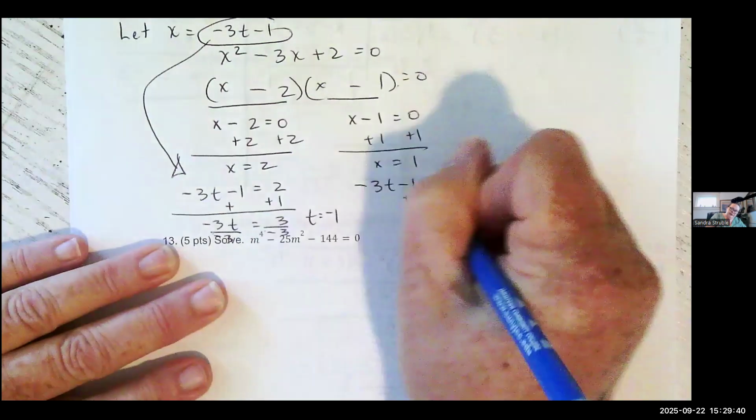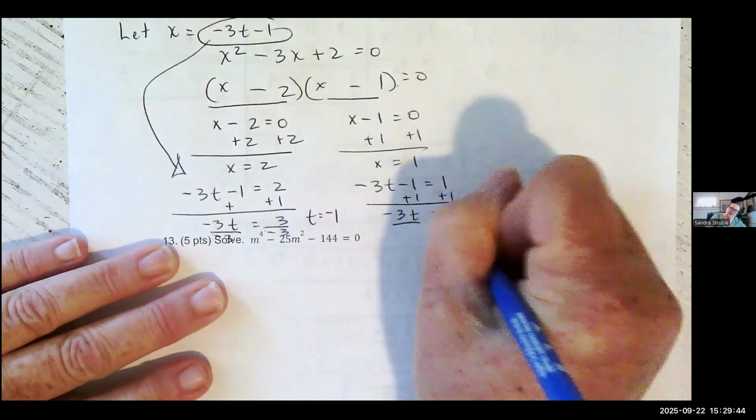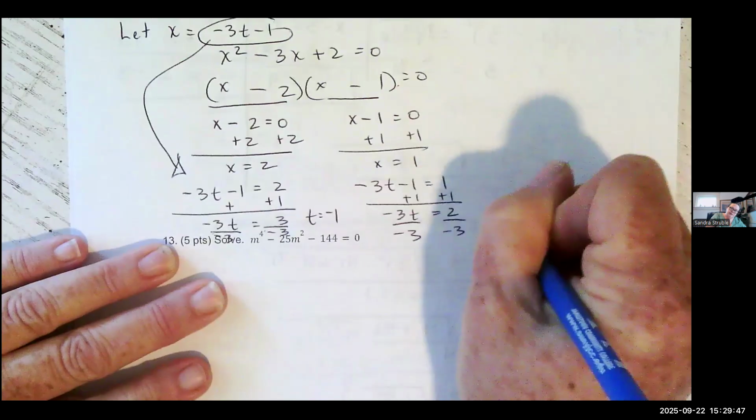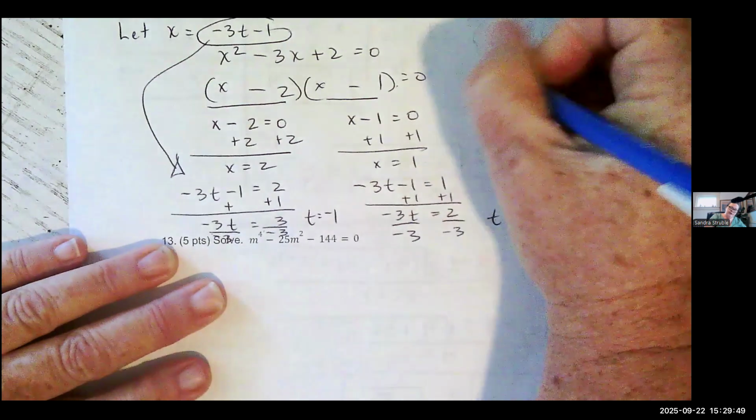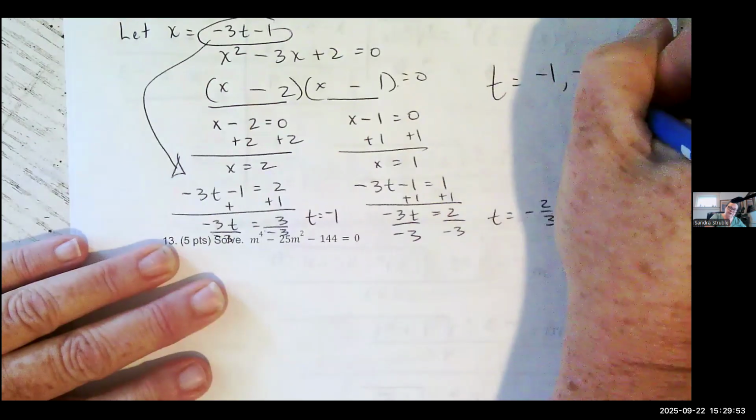Add 1 to both sides. Negative 3t is equal to 2. Divide both sides by negative 3. And t is equal to negative 2/3. So your answers are t is equal to negative 1 and negative 2/3.